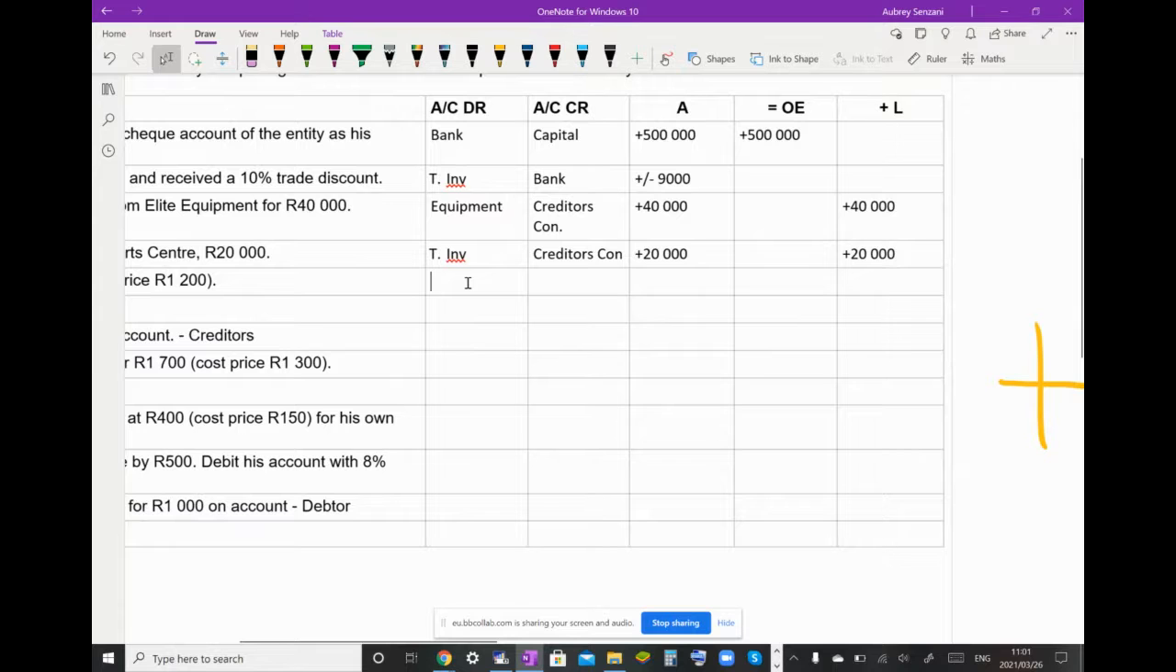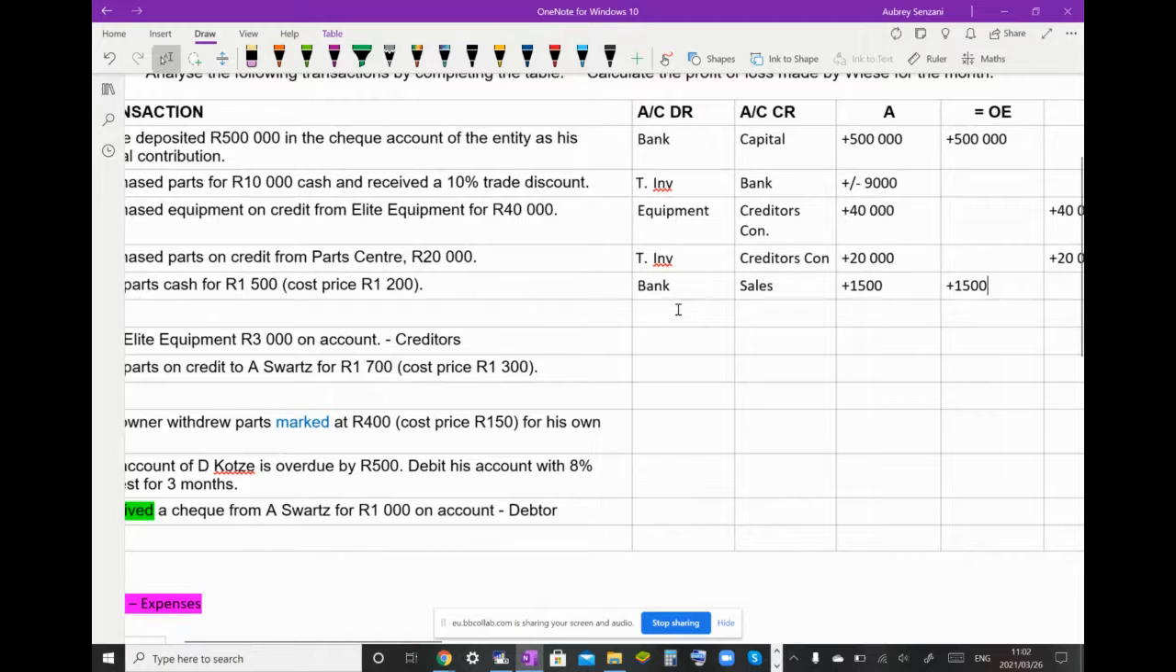Okay. So which accounts are we debiting? Which ones are we crediting? Let's start with the sales side. So debiting bank and crediting sales. 100%. So assets are obviously increasing by 1,500, and then obviously owner's equity by 1,500. Excellent. Then cost of sales and trading inventory.